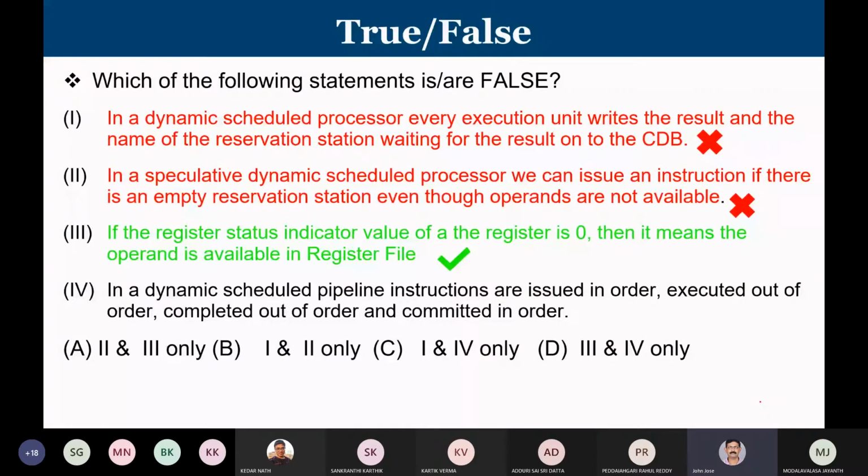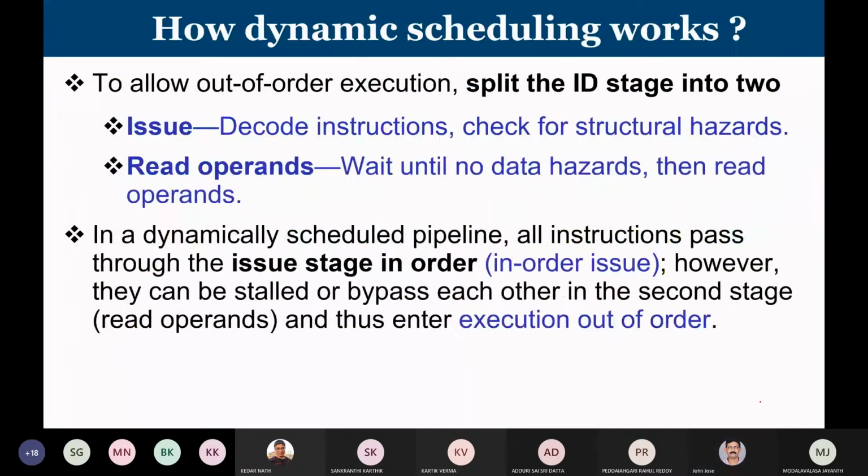Now the fourth one: in a dynamically scheduled pipeline, instructions are issued in order, executed out of order, completed out of order, and committed in order. So let us see what happens in dynamic scheduling. In order to allow out of order execution, we split the ID stage into two. One is called issue and the other is called read operands. Issue means decode the instruction and check for structural hazard. If that is clear, I will perform the issue.